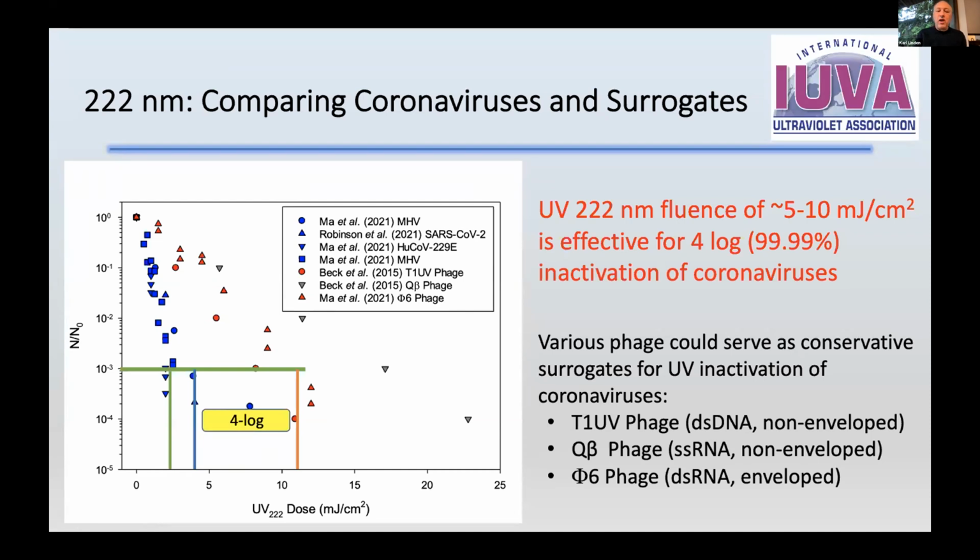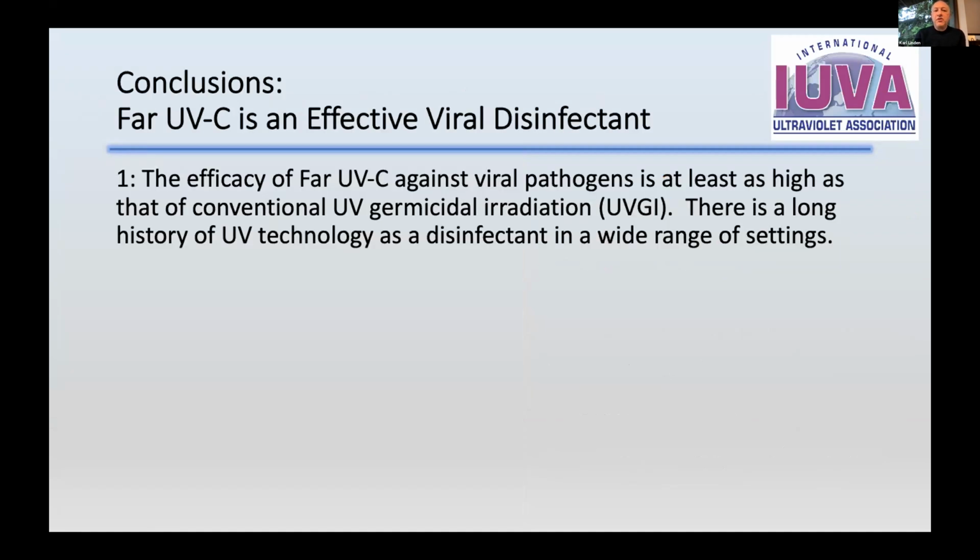And when we think about 4-log inactivation of these viruses, we're thinking about doses between about 5 to 10 millijoules that are going to be effective for 99.99% inactivation of coronaviruses. So wrapping up with the conclusions, we definitely feel that the efficacy of Far UVC against viral pathogens is at least as high as that of conventional UV germicidal radiation, the 254 nanometers.